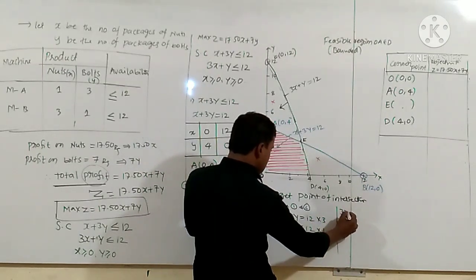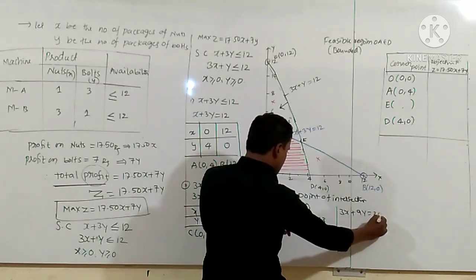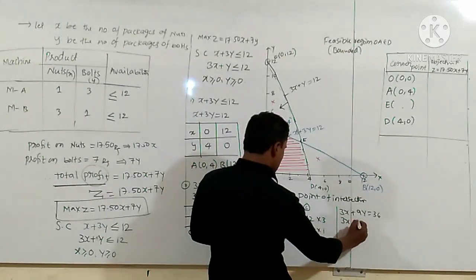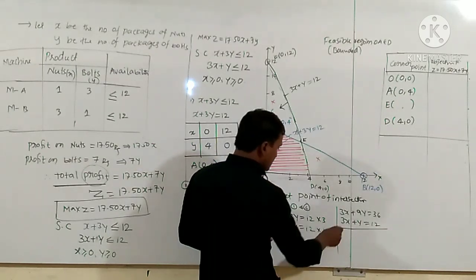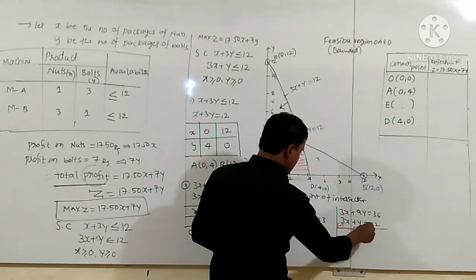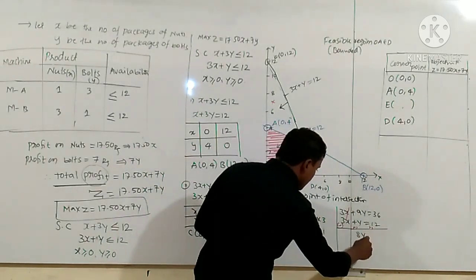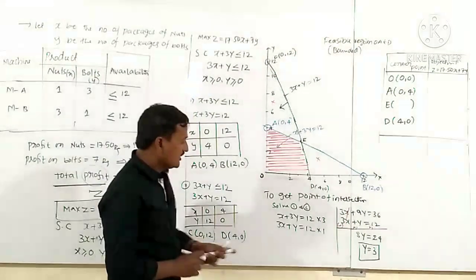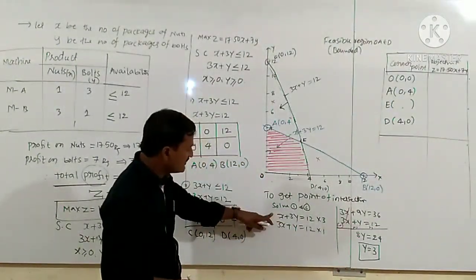So here it is 3x plus 9y equal to how much, 36, right? And here it is 3x plus y equal to 12. Subtract this one. Here it is minus, these two will get cancelled. So clearly it is 8y equal to 24. What is the value of y? 3. Now I will substitute this value of y equal to 3 in either equation 1 or 2.